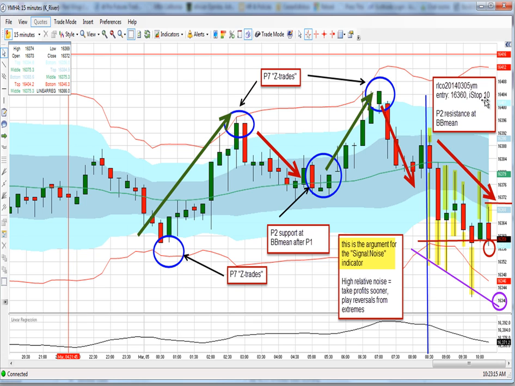And so I want to get short here at 16,360. I'm going to use a 10-point stop at the top of this candle. My target for this, I'm just going to extend these lines down here. I'm looking at 16,340. So there's a 20-point move to the downside with a 10-point risk. There's my 2-to-1 trade. And so I like that.